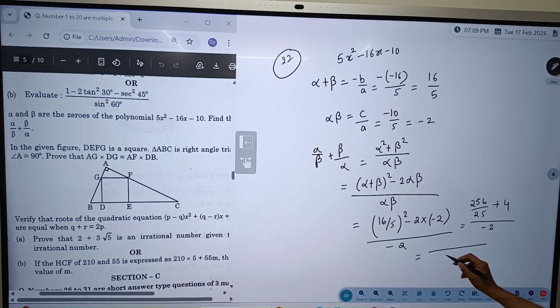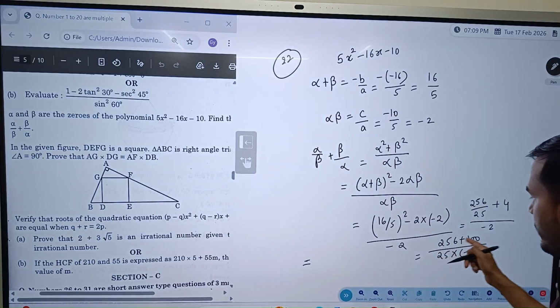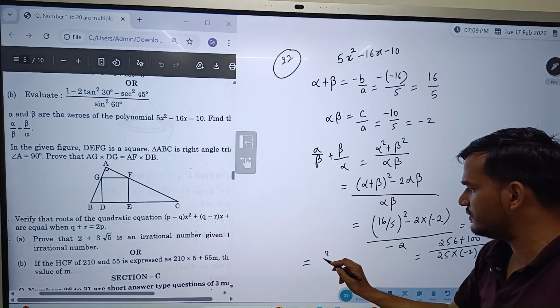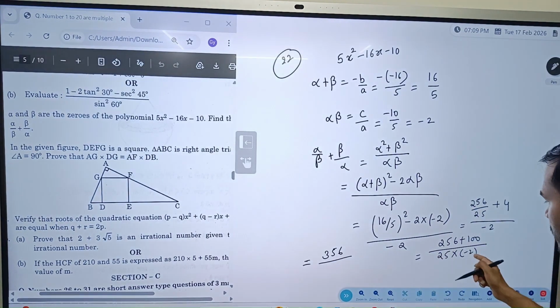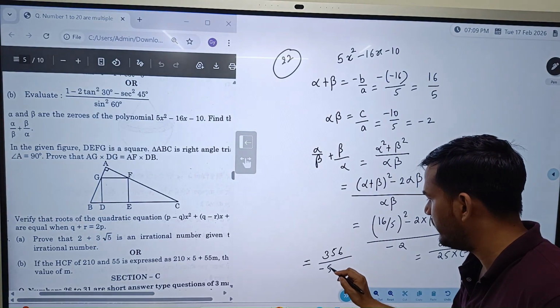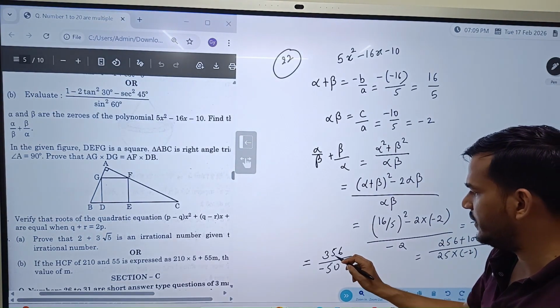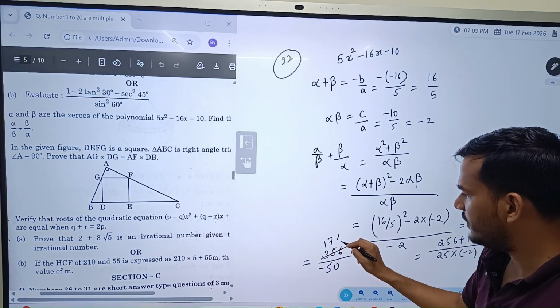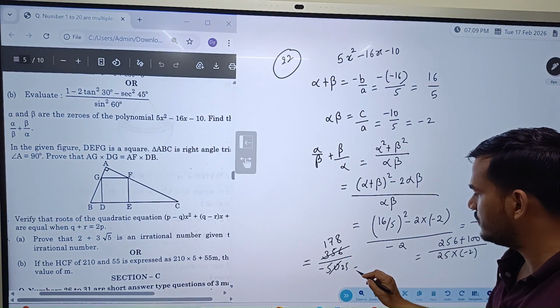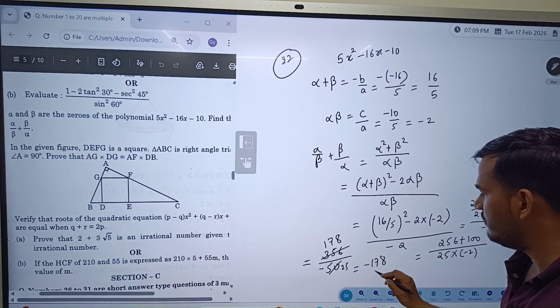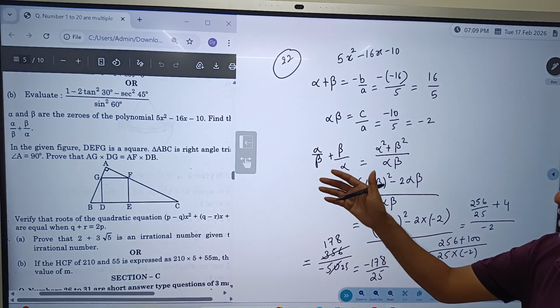Take the LCM, 25, and this minus 2 comes in the multiplication. So 256 plus 25 into 4, 100. Now this is equal to 256 plus 100, 356 upon 25 into 2, minus 50. Or we can simplify it, we can divide it by 2. 178 upon 25. So the answer is minus 178 by 25 for question number 22.